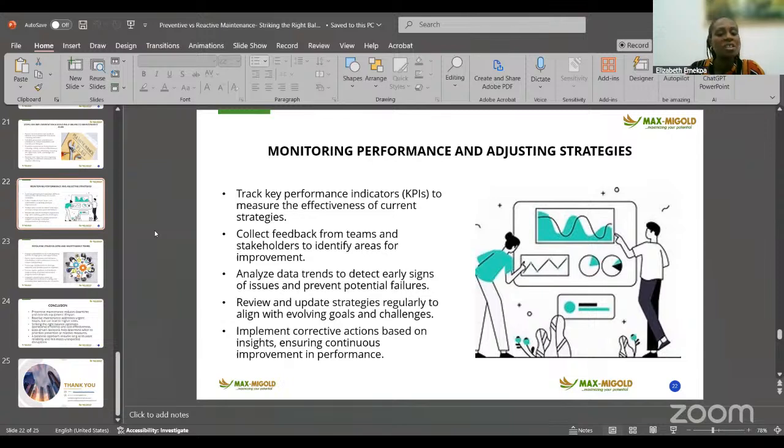Review and update strategy regularly to align with evolving goals and challenges. Always review, always come back together to check what has been done, through your data analysis, the data you've gathered. Implement corrective action based on insights. Ensure continuous improvement in performance.